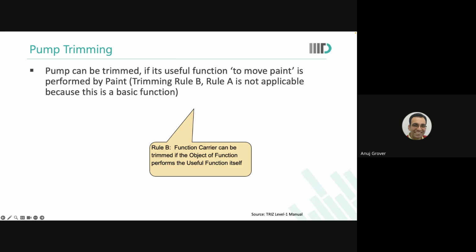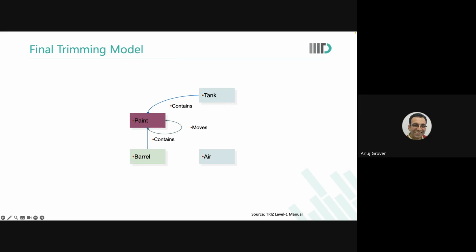Can the paint move itself? And this is your final trimming model. And the trimming problem is how to make the paint move itself. So batao, how will you make the paint move itself? And when I will tell you the solution, you will see, arre, itna simple tha.